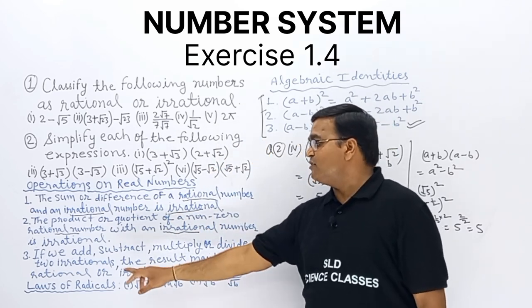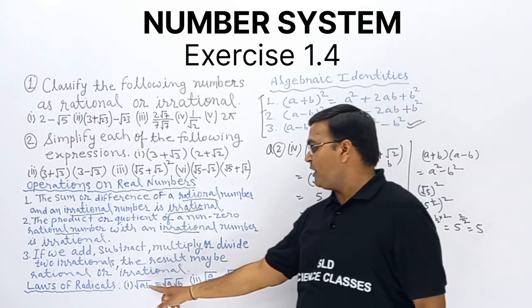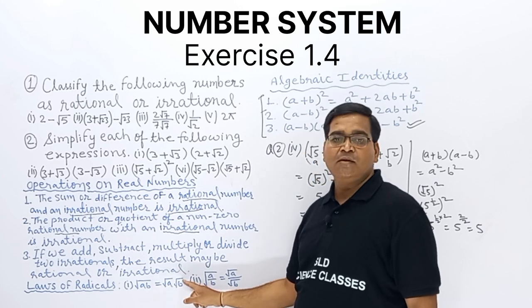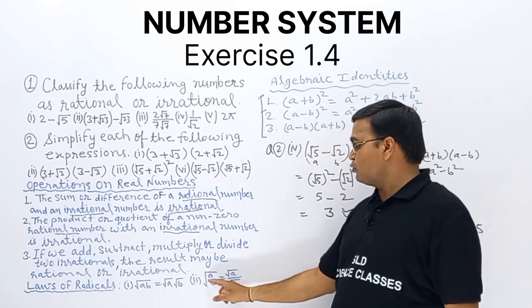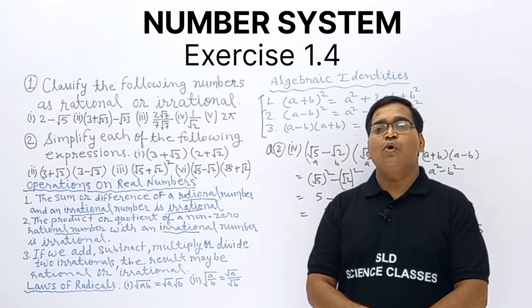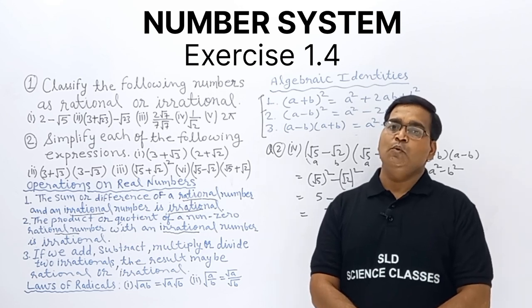And sometimes we require the laws of the radicals. Radicals means square root. So the square root of ab can be written as root of a and multiplication of root of b. And if it is root of a upon b, then this root will be split into the numerator and denominator. So that's all about exercise 1.4, chapter 1.